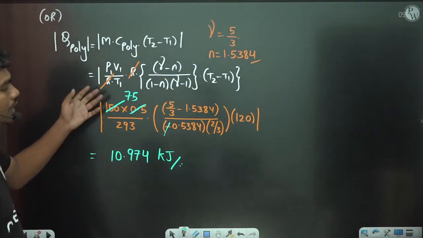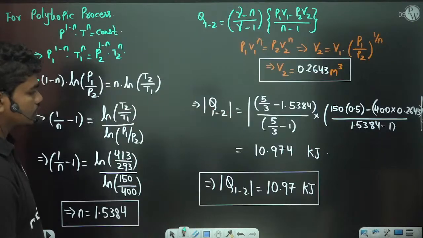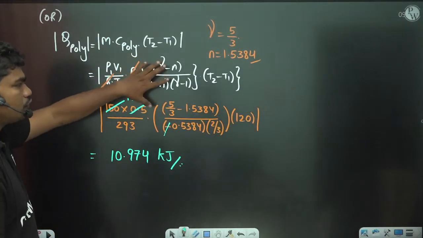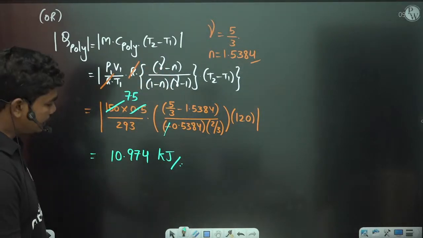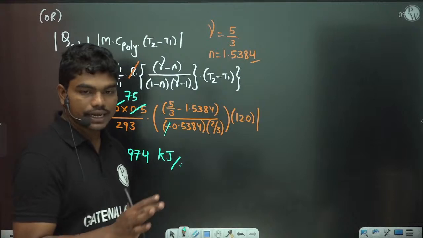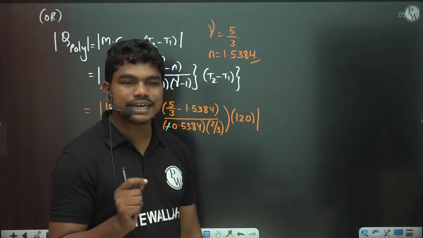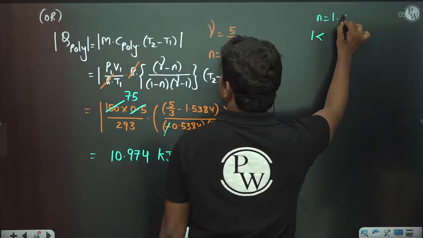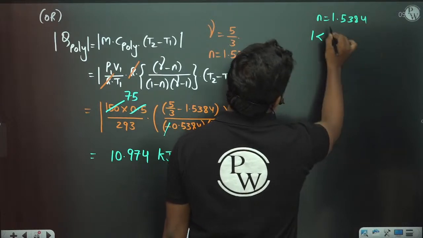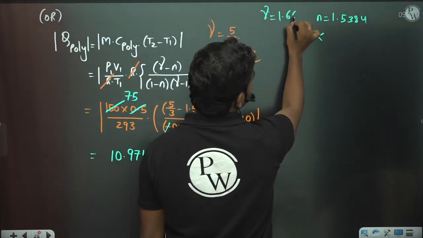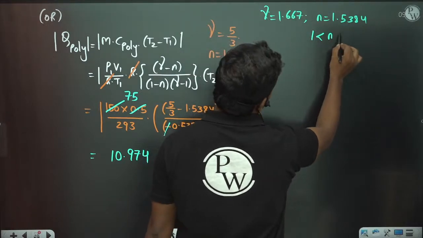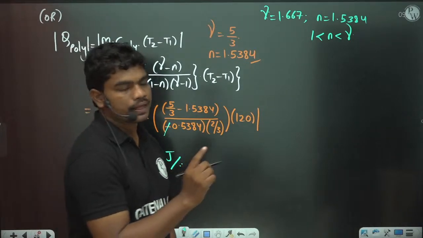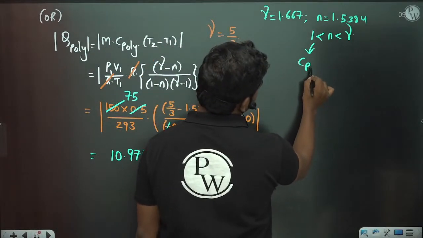But of course its magnitude, it's actually negative, it's a polytropic heat rejection. So you can see 10.97 and 10.97 in this way also. But this is a bit more formulas to remember as compared to the general method. And here you can understand one thing, you can easily sense the heat transfer is going to be negative. Why? Because it is heat rejection. How do you know that? You can clearly see n is 1.5384. So gamma value is 1.667 because it is 5 by 3. So clearly you can understand the polytropic index n is in between 1 and gamma.